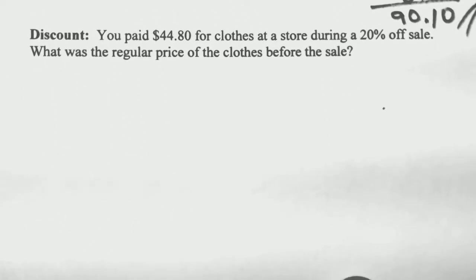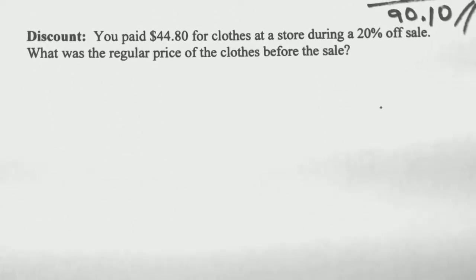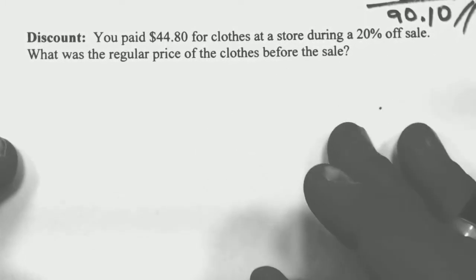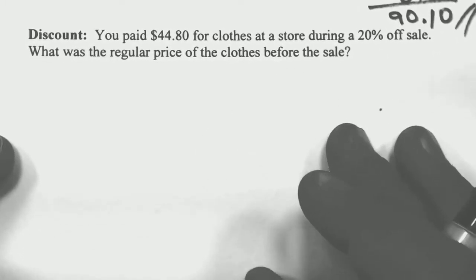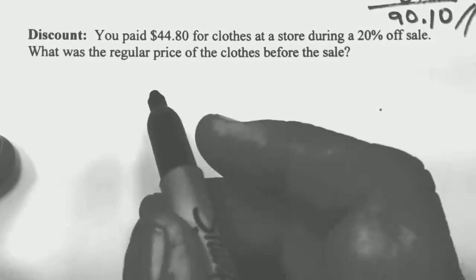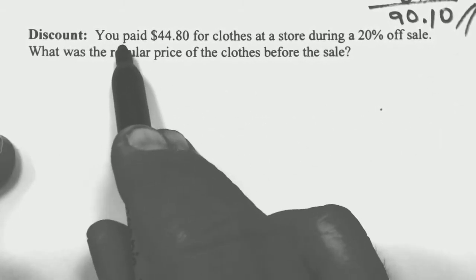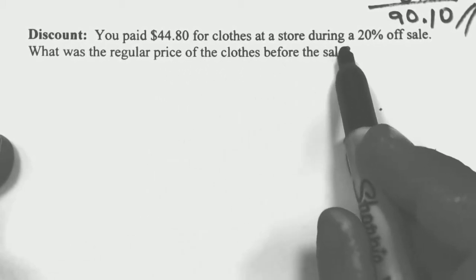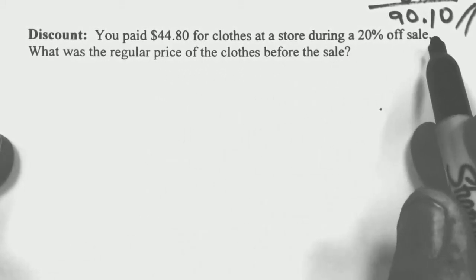Okay, well, discount problems work in a similar way. There are certain types of word problems that have the same type of form, but sometimes it's a plus, sometimes a minus. The sales tax was being added on, so we had a plus. Now let's look at this. You paid $44.80 for clothes at a store during a 20% off sale.